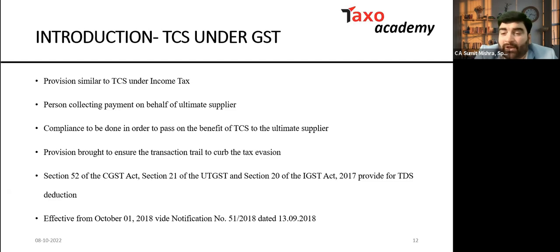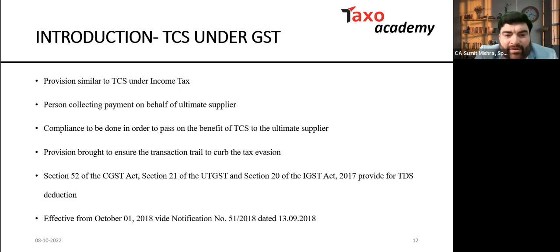Somebody is coming from a place and just enrolled himself on the e-commerce portal, and irrespective of the transactions he is doing, like if he is exceeding that threshold limit of registration, like 20 lakhs or 40 lakhs, no one can trace the transactions. He's simply coming on the e-commerce portal and selling the goods or services, but no one can trace that particular supplier. So just to create a trail of such transactions, this TCS provision was brought into the GST.